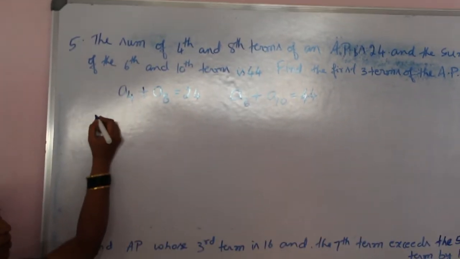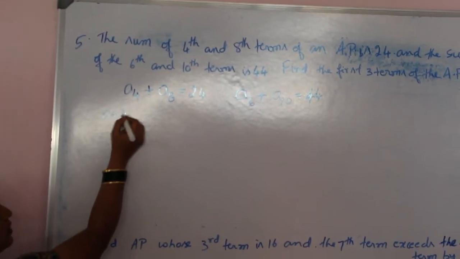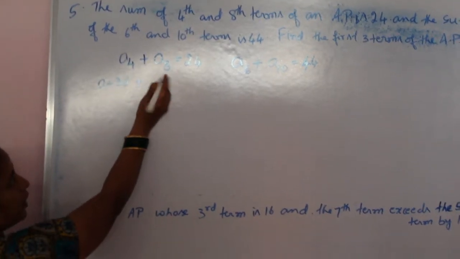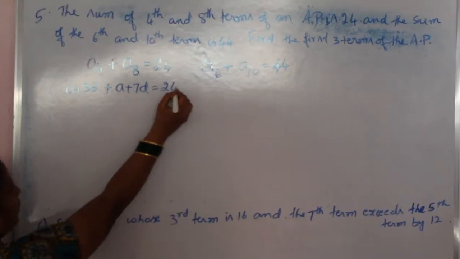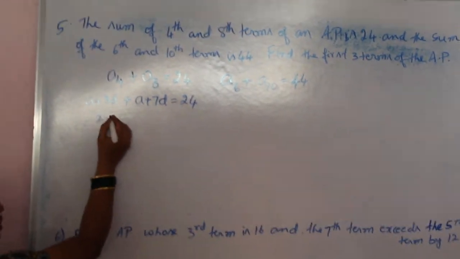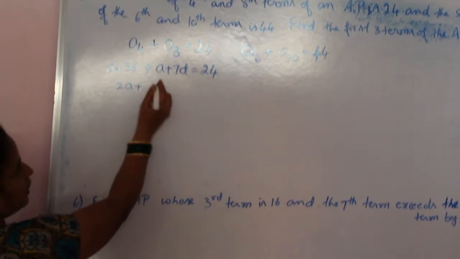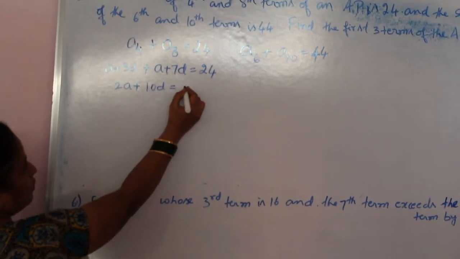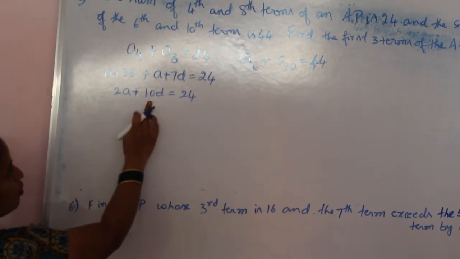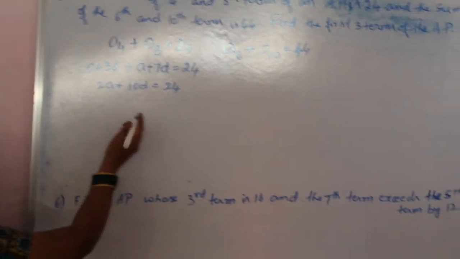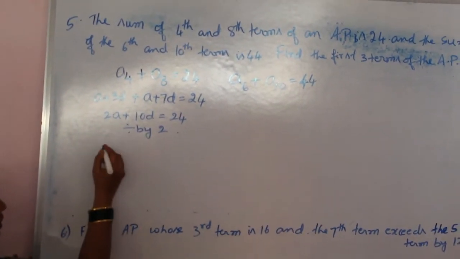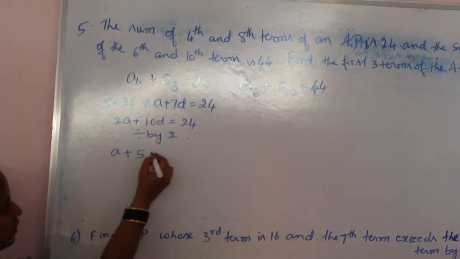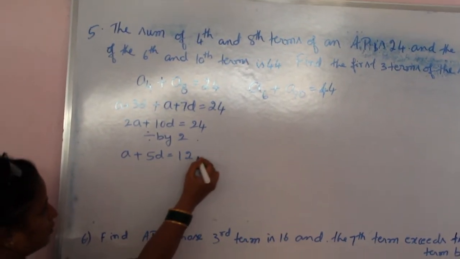Now we have to expand. a4 means what? We know a plus 3d, plus a8 means a plus 7d, equals 24. a plus a is 2a, 7 plus 3 is 10d, equals 24. See, 2, 10, 24, all are multiples of 2. So divide the whole equation by 2. Then we get a plus 5d equals 12.